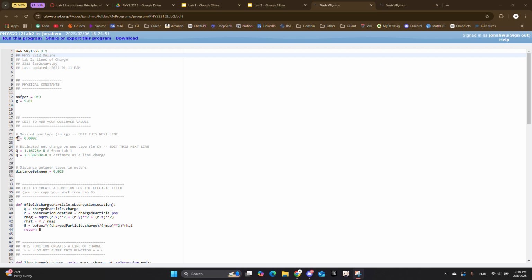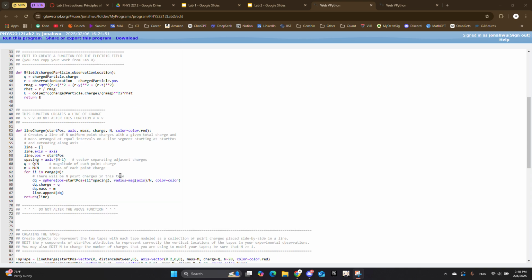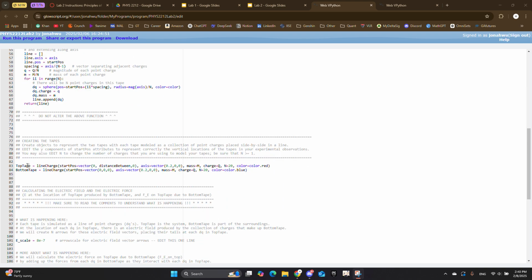We initialize the mass of the tape as around 0.0002 kilograms, and we estimate the charge from Lab 1 and the charge from Lab 2 as a line charge, and the distance between the tapes is 0.025 meters. Here, this function calculates the electric field using the formulas that we had, and this function creates a line charge. Next, we initialize both the top tape and the bottom tape as line charges, and we initialize the electric field vector arrow scale as 8 times 10 to the negative 8.